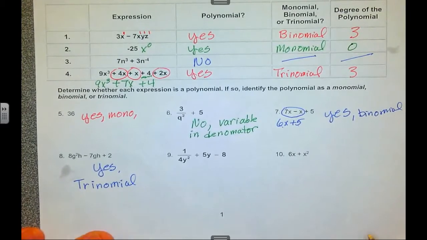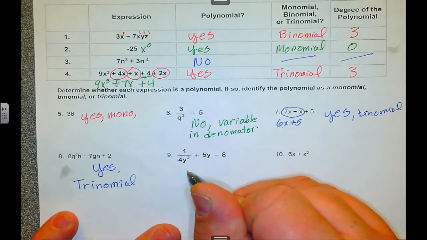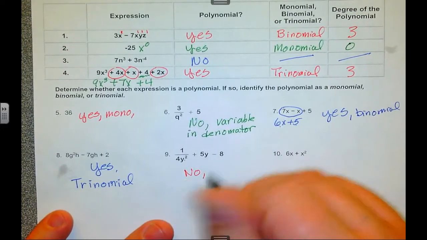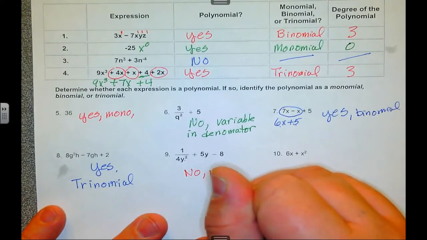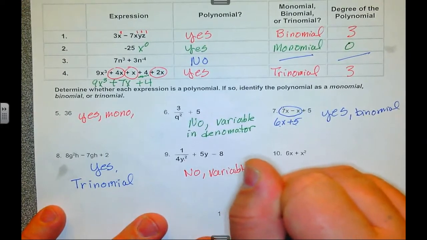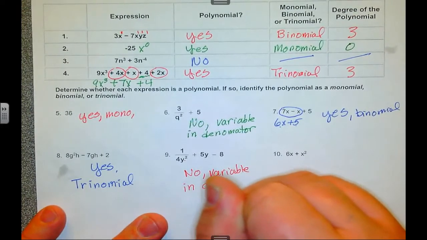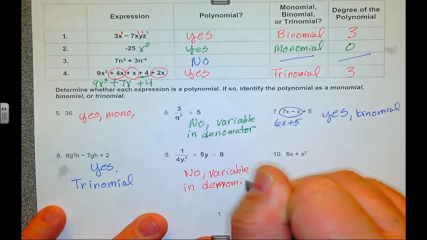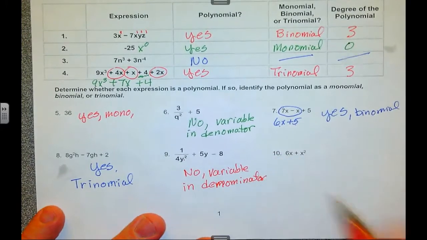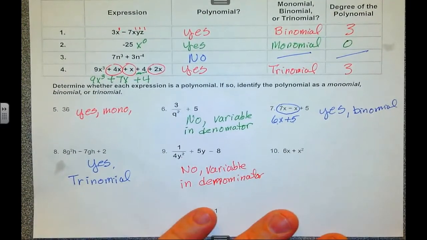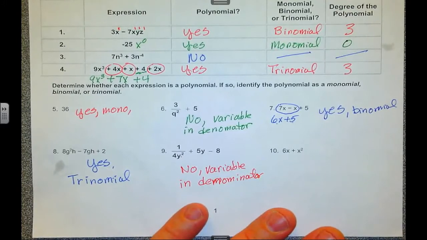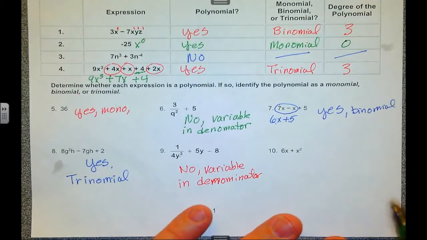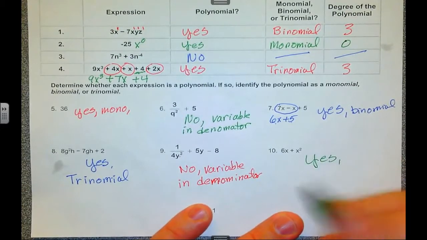Number 9, polynomial? No. Okay. Variable in denominator. Number 10, polynomial? What kind?